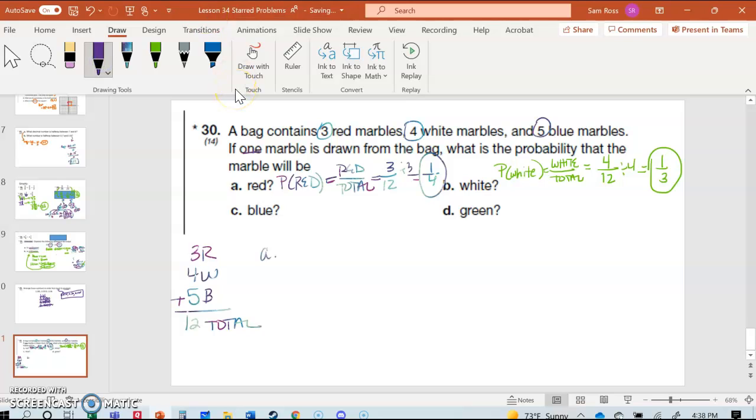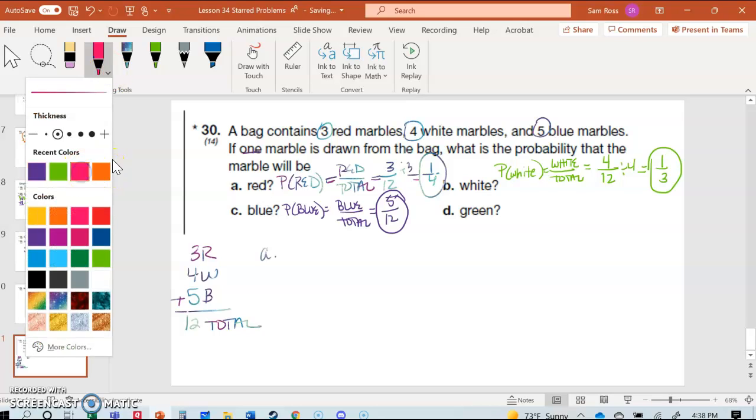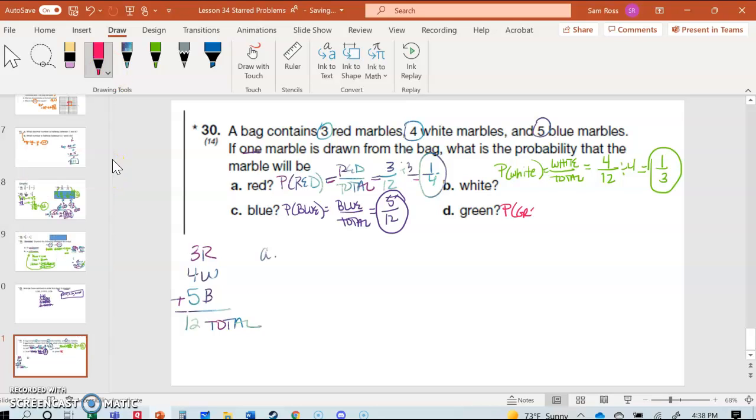Probability of blue is the number of blue marbles over the total. I have 5 blue marbles over 12. I can't reduce that. And then the probability of green is the number of green marbles over the total. I have 0 green marbles over 12, so the probability of green is 0.